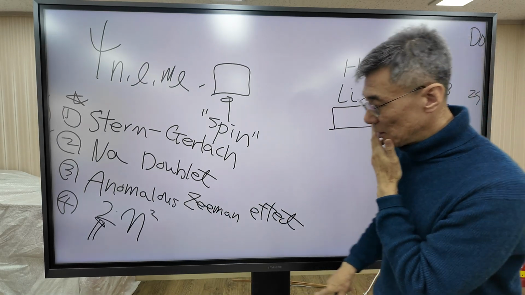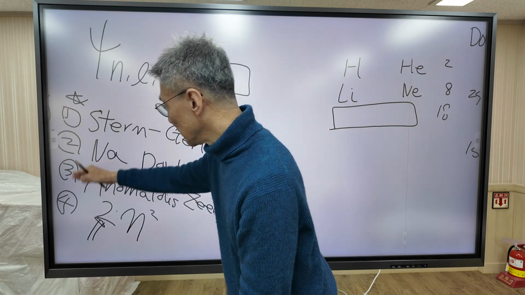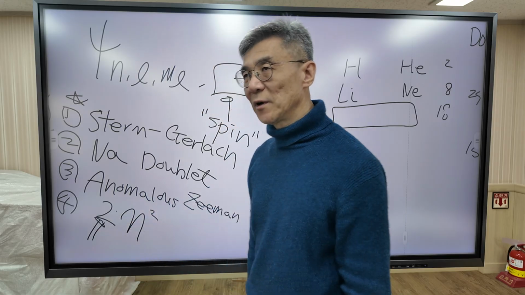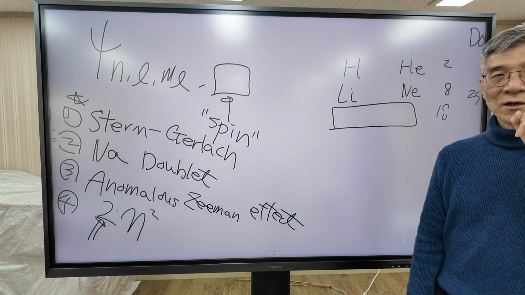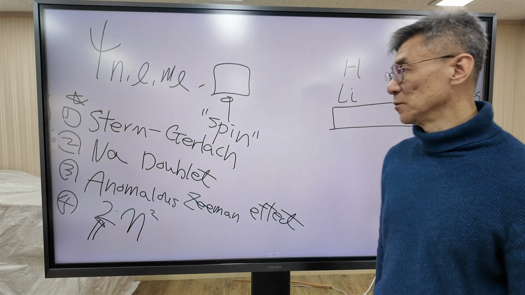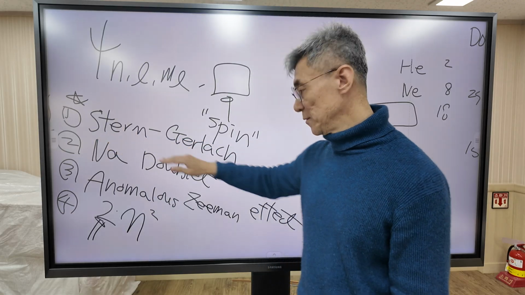So the question is, why does 2 appear in front of n²? So this is all related to the spin. Why does 2 appear? Because the electron has spin, and there are only 2 spins that are allowed, spin up and spin down. So 2 can be explained using the Pauli exclusion principle. Today I'm going to explain the Stern-Gerlach experiment.